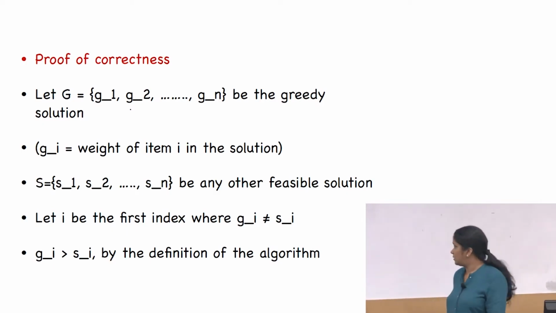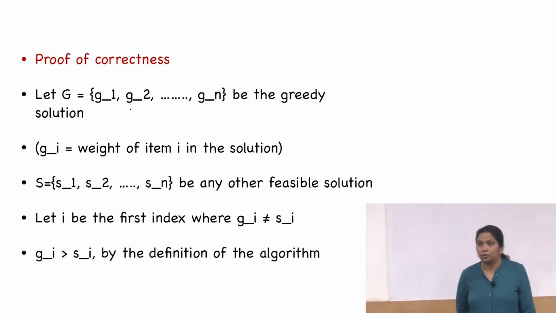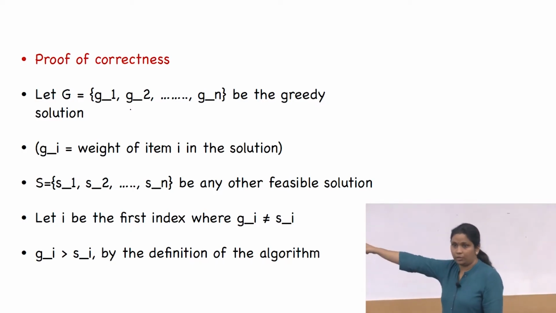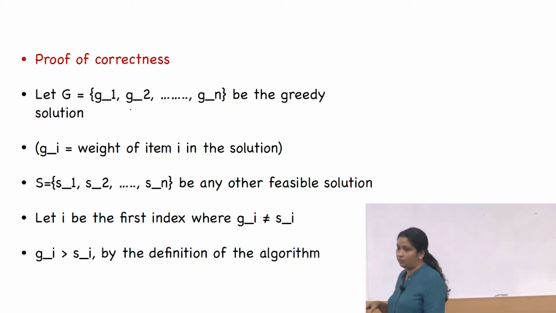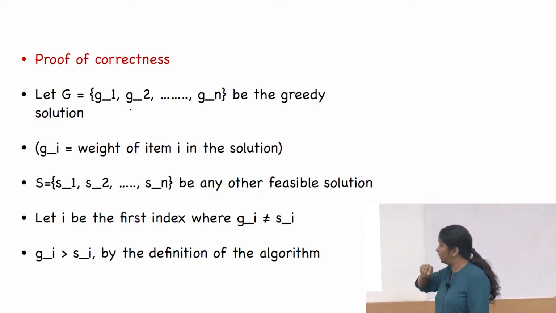Now by the way greedy is chosen, GI is greater than SI, right? The profit of the ith item is greater, so greedy will take the maximum possible amount of the ith item. That's how our algorithm works, right? So GI should be greater than SI.